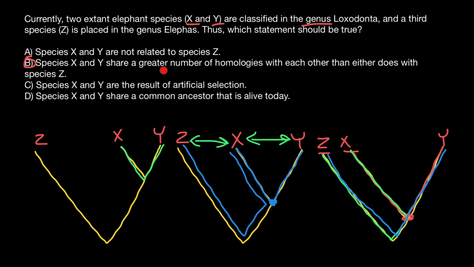Species X and Y share a greater number of homologies with each other than either does with species Z.